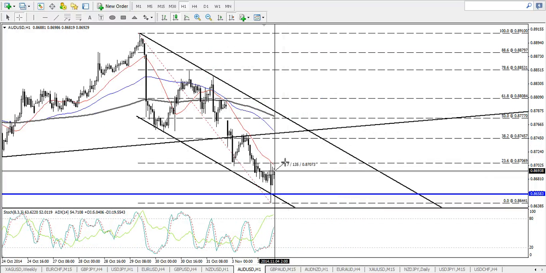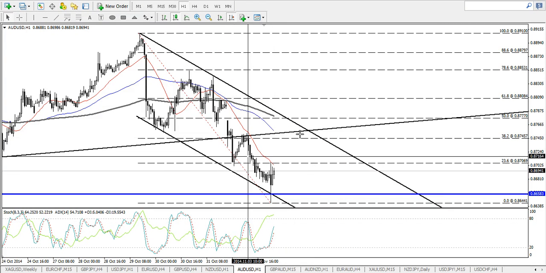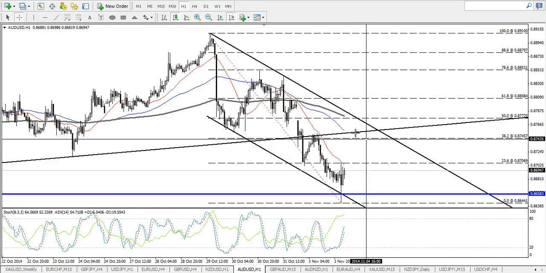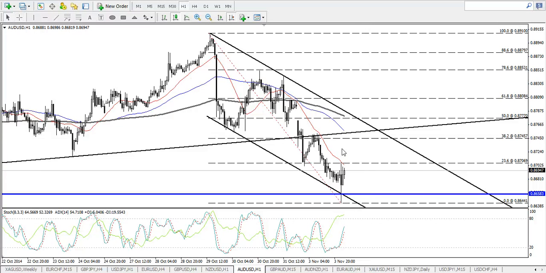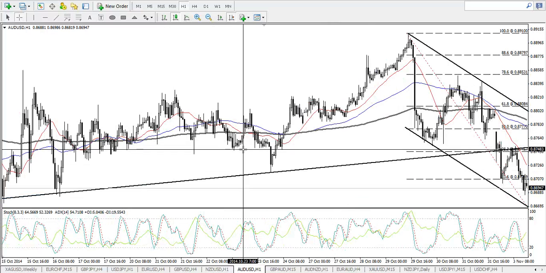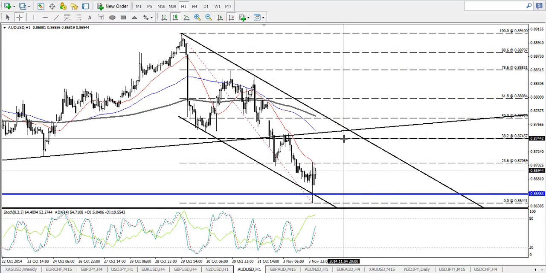If not, we are actually looking for price to retrace all the way back somewhere close to the top of this falling trend channel, or rather at the resistance level, at the retracement level of 38.2%. Alright, you can see that it was previously a pretty strong support level over here at 38.2%. Alright, so that is for the Australian dollar against the US dollar.